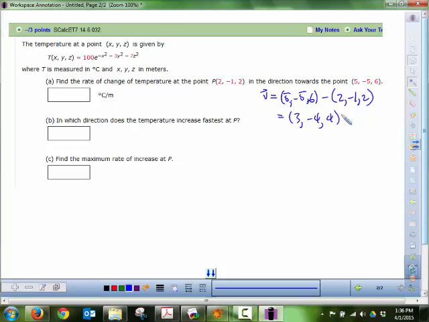And then I want to make this into a unit vector. And so 4 and 4 is 16. 16 plus 16 is 32, plus 9, 41. So 1 over square root of 41 times that vector is going to be my unit vector.